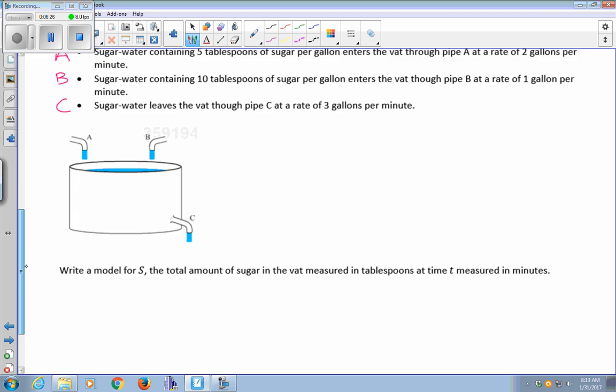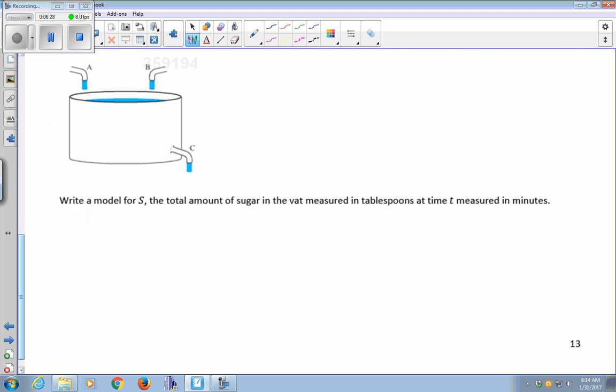And what we're trying to do is write a model for S, the total amount of sugar in the vat at time t, right? So S is really a function of time. The amount of sugar in that vat is really a function of time. So I'm just defining my variable here. This is the number of tablespoons of sugar in the vat.